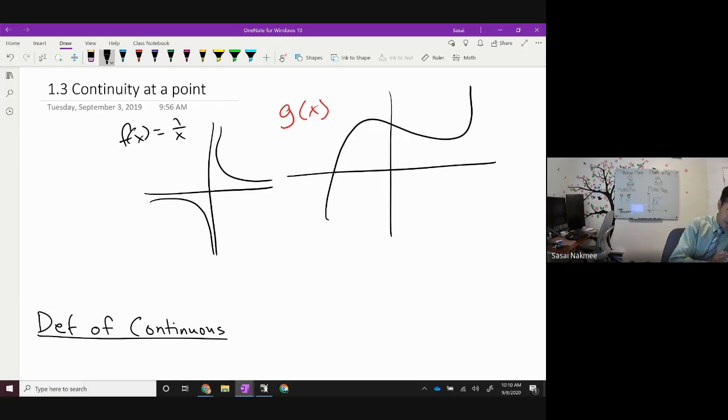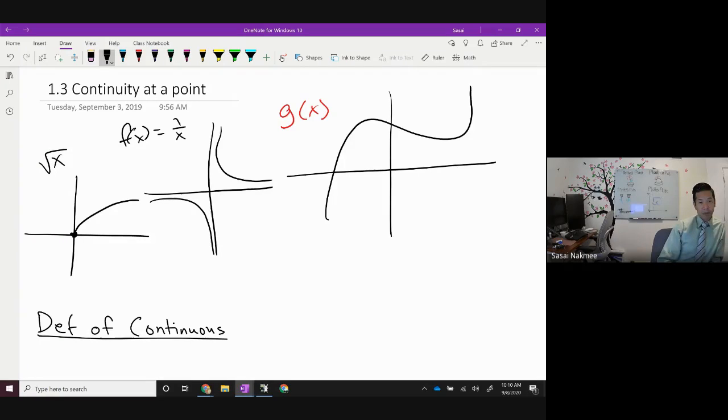And then how about this then? What if I had the function the square root of x? And I graph that, and it's this point like this, and it looks like that. Would you say that function is continuous?